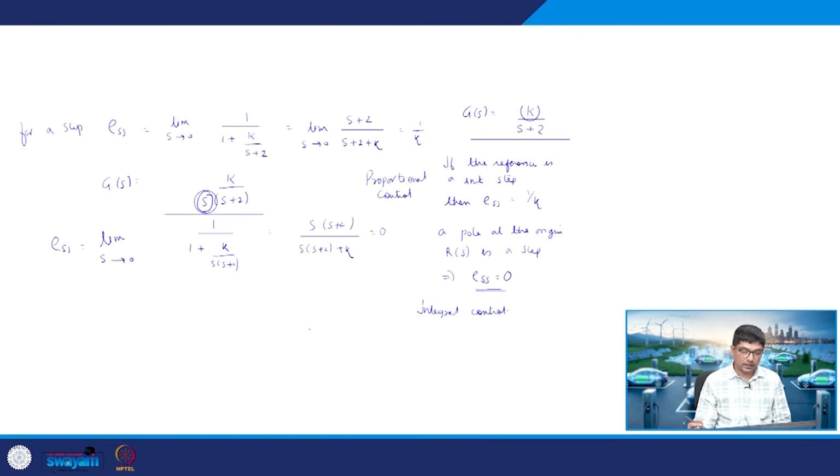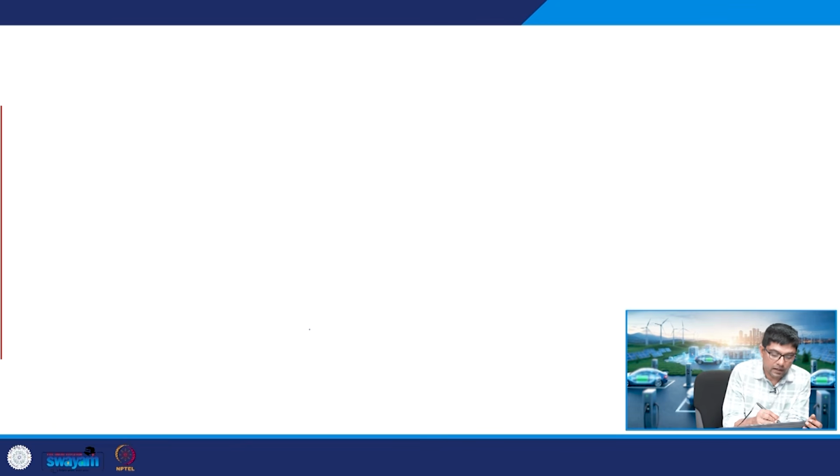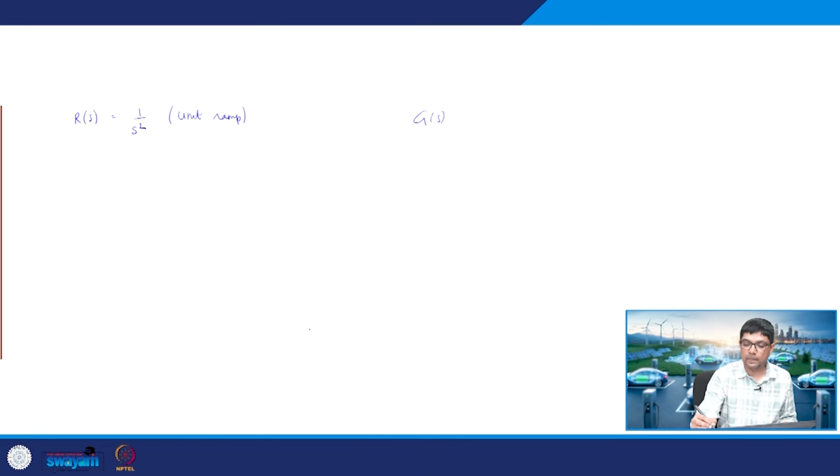Similarly, I can look at other signals also. I'll do one more and the rest I will leave as an exercise. Now let's say my R of S is 1 over S square. This is like a ramp, a unit ramp. And let's say G of S is as usual K over S plus 2. Steady state error.